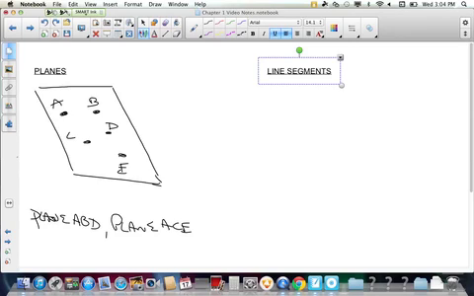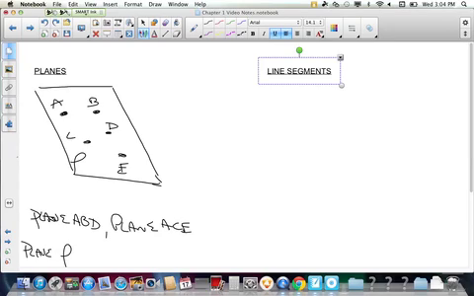The other way that we can name that is with a script capital letter. So we could call this P, kind of a script P. This could be plane P. You'll see when you look at it in the book and do the homework, they have some funky letters that go with that. All right, so that's how we name a plane.